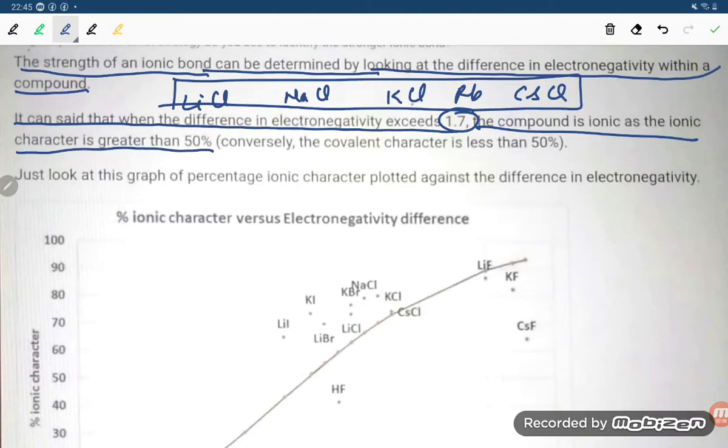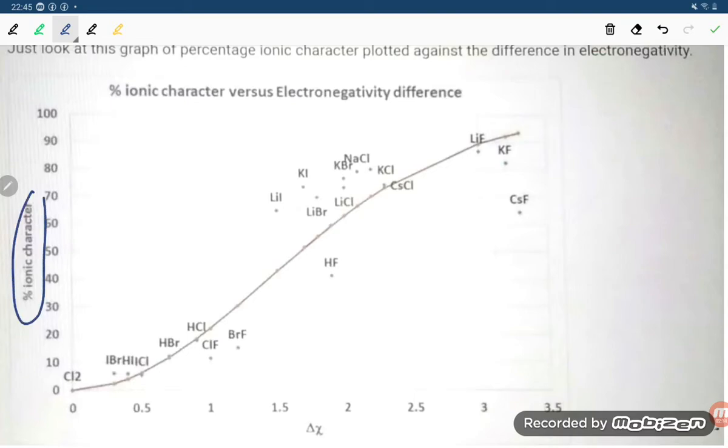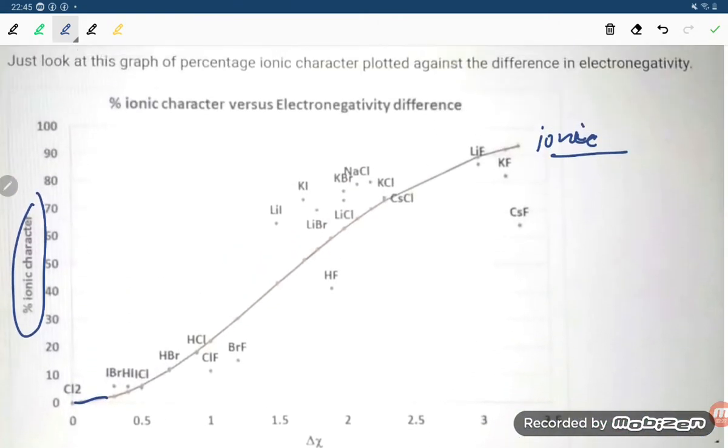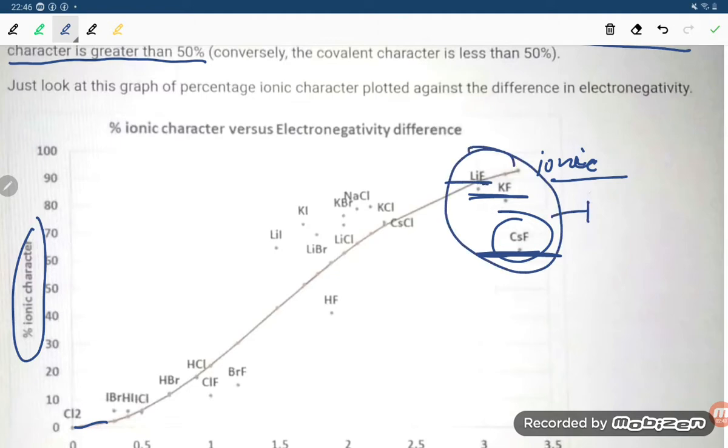Let us see, there is a graph given. Here they show percentage ionic character. Here you find the ionic compounds, and here you will find lesser ionic character. Now how are we calculating the greater ionic character? Suppose CsF is there, this has greater electronegativity difference. KF and LiF also have more electronegativity difference, so they are supposed to be ionic, right?